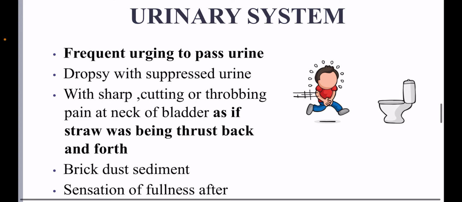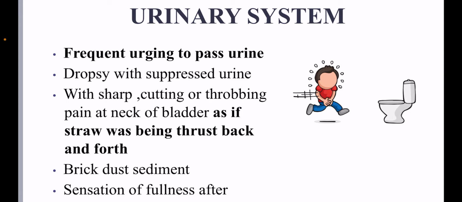Urinary symptoms: there is frequent urging to pass urine, dropsy with suppressed urine. So guys, we read there is suppression of urine, same here. With it there is a sharp cutting or throbbing pain at the neck of the bladder, as if a straw was being thrust back and forth, inserting and removing.